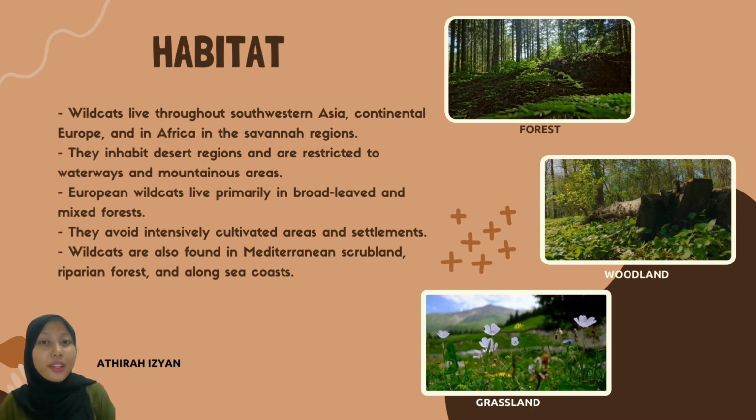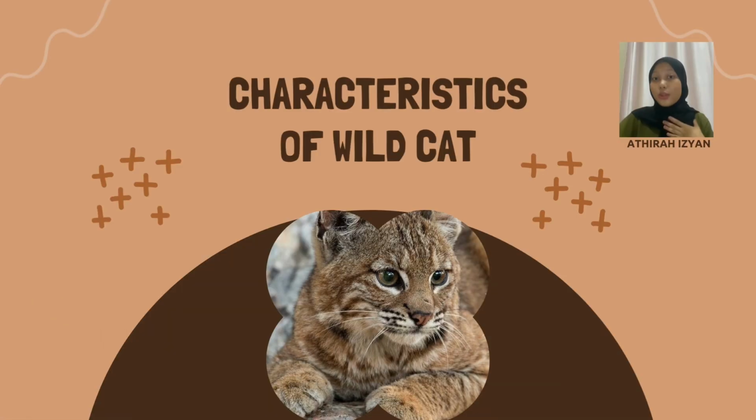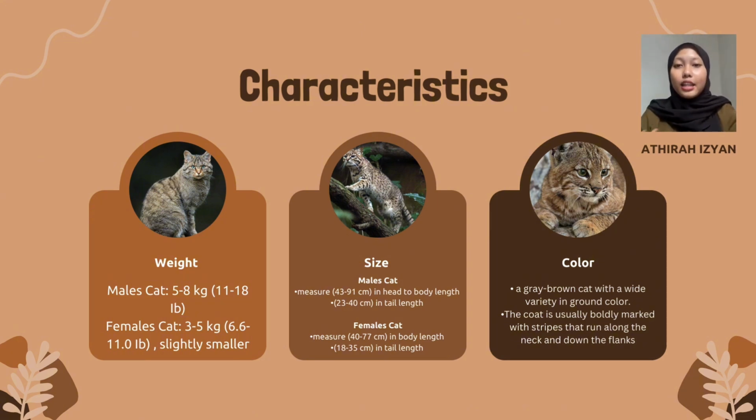Hi everyone, I'm Izan. Next, I will continue the presentation about the characteristics of wildcats. Both wildcat species are larger than the domestic cat. The European wildcat has relatively longer legs and a more robust build compared to the domestic cat. The tail is long and usually slightly exceeds one half of the animal's body length.